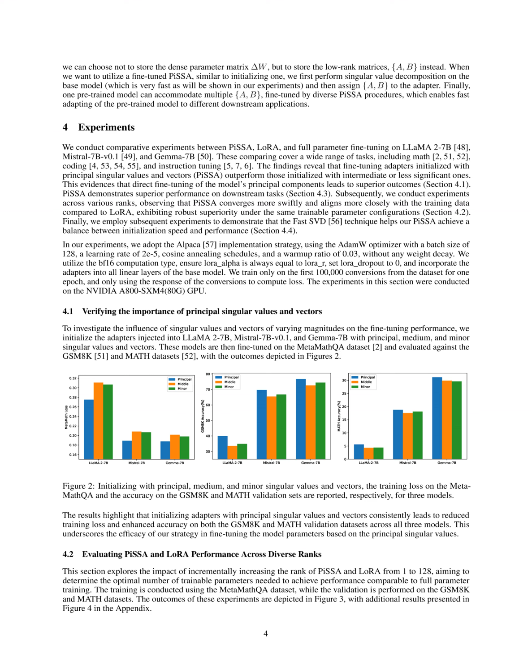The experiments incorporated adapters into all linear layers of the base model and trained only on the first 100,000 conversations from the dataset for one epoch, using the response of the conversations to compute loss. The experiments were conducted on the NVIDIA A800-SXM4 80G GPU. The results of the experiments demonstrated that fine-tuning adapters initialized with principal singular values and vectors, PiSSA, outperformed those initialized with intermediate or less significant ones, showcasing the effectiveness of directly fine-tuning the model's principal components for superior outcomes.